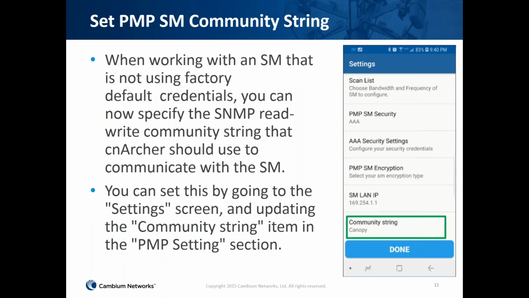In the past, cnArcher assumed that you were working with an out-of-the-box SM. For some customers, either on a returning site visit, like the one I just described, the SM may have a non-default cnMP community string, or some customers apply a golden config to their devices before they go to the field. In that case, they may be using non-default cnMP community strings on their devices. So now by going to the PMP settings, you can set it to your own custom community string.